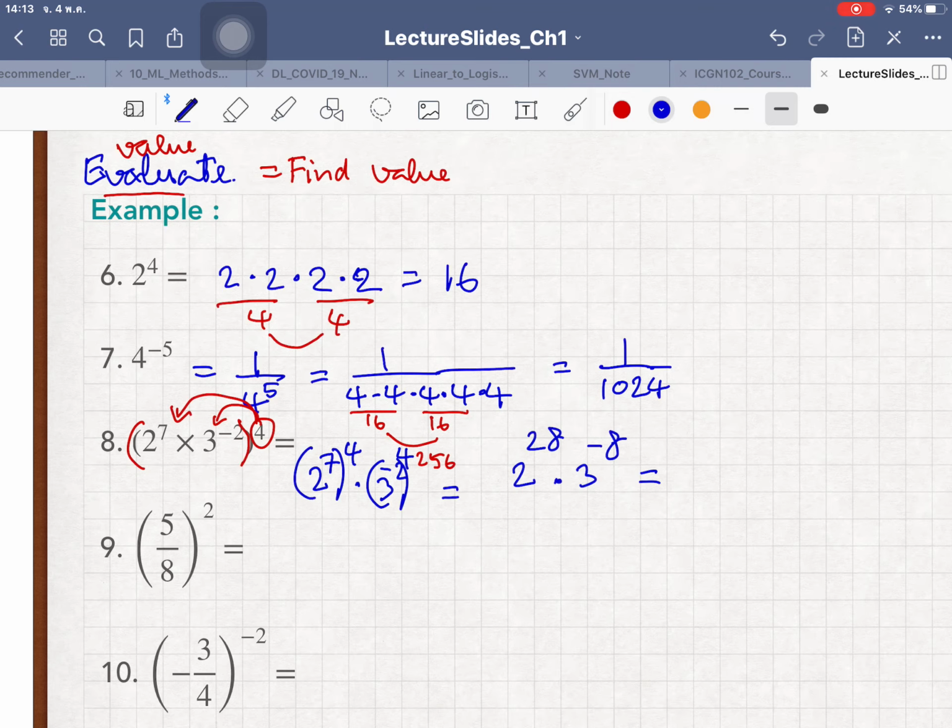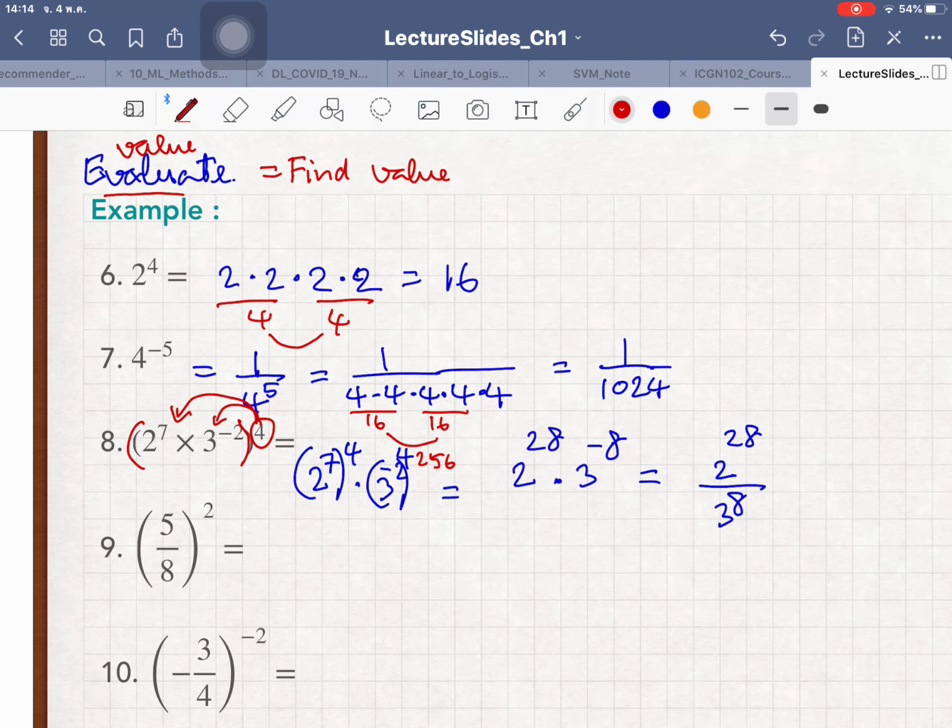For the second term, now you see the negative power. You can make it the reciprocal. You need to flip it upside down. When you flip the term upside down, the new power will be on the opposite side to the original power.